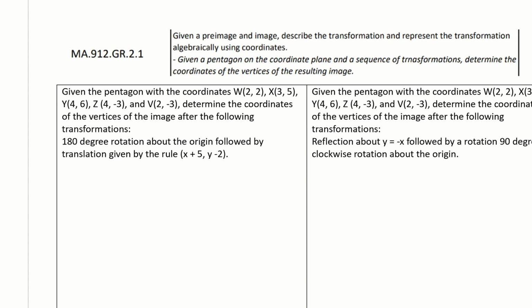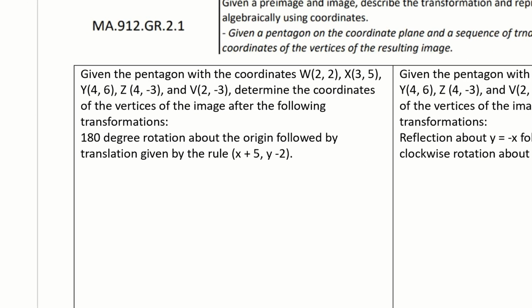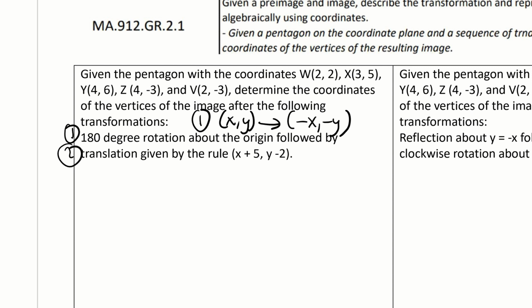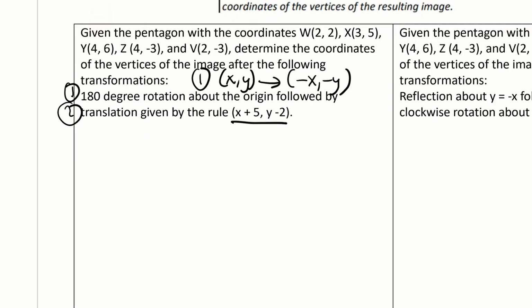So I'm going to show you how to start the problem, and then you can finish it. Okay, so for the first one, given the pentagon with the coordinates given, determine the coordinates of the vertices of the image after the following transformation. So you're going to rotate 180 degrees, and then you're going to translate using that rule. So let's write down the rules for rotation. For a 180 degree rotation, the rule is that (x, y) maps to (-x, -y). So that's the 180 degree rotation about the origin. We already got the rule for the second one, so we don't have to write it.